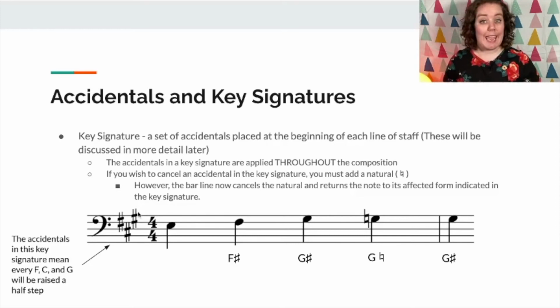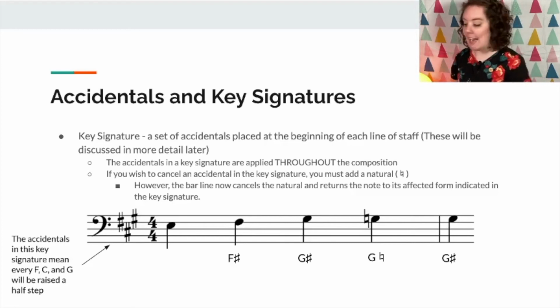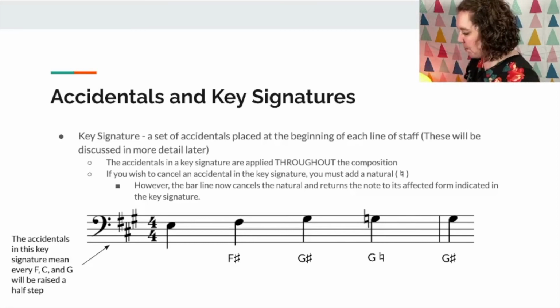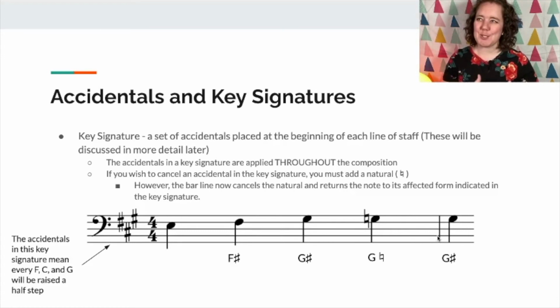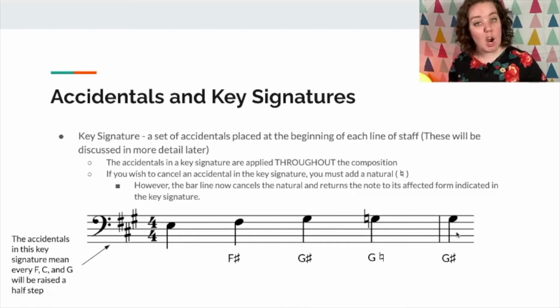If you're wanting to cancel instructions in the key signature or cancel out accidentals that are there, you're going to have to add a natural, and that natural will cancel out and make this note here G natural as opposed to G sharp. However, the bar line will cancel that natural, so it's almost canceling a cancel. But that natural is canceled so that this note on the other side of the bar line is still G sharp, like the key signature instructed.